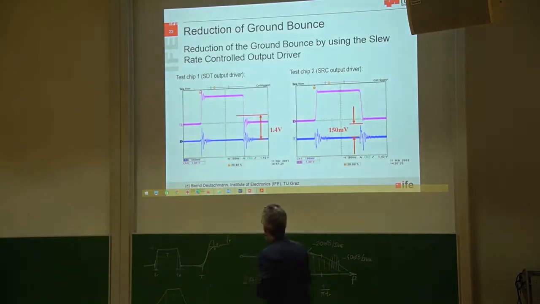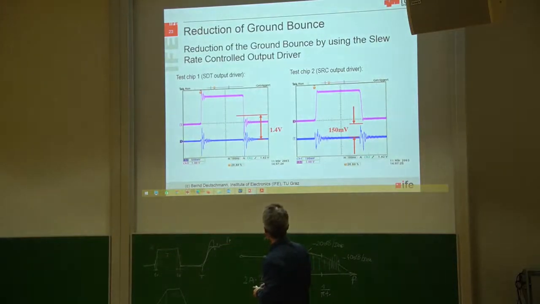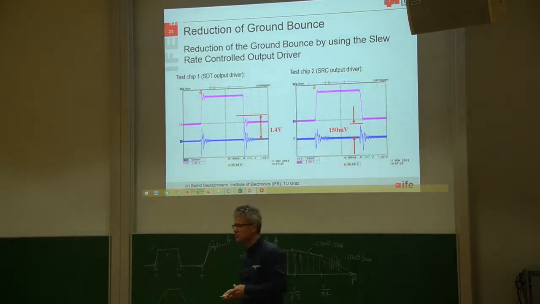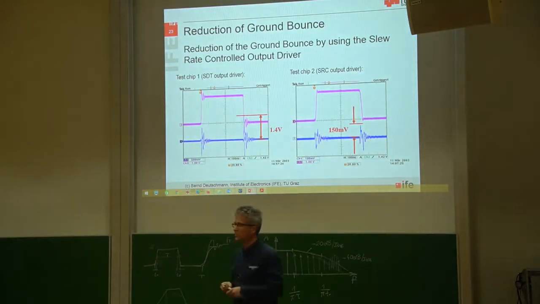This is the output signal that comes out of the old-fashioned output driver, and this is the output signal of the slew rate controlled output driver. You can see there is not that much ringing anymore, so we have reduced ringing quite a lot. We also have reduced this ground bouncing. I'm not sure if you're familiar with ground bouncing. But in the old one, there was a ground bounce amplitude of 1.4 volts.